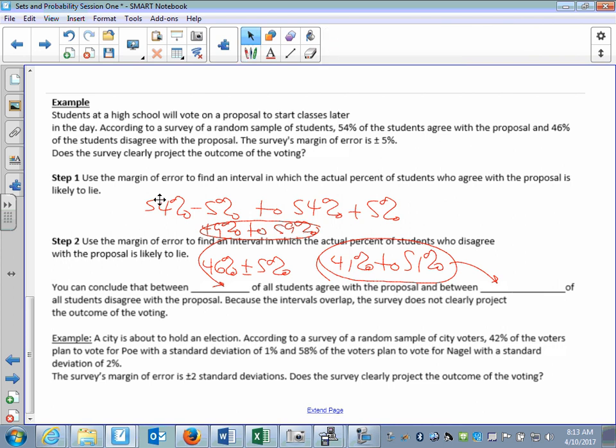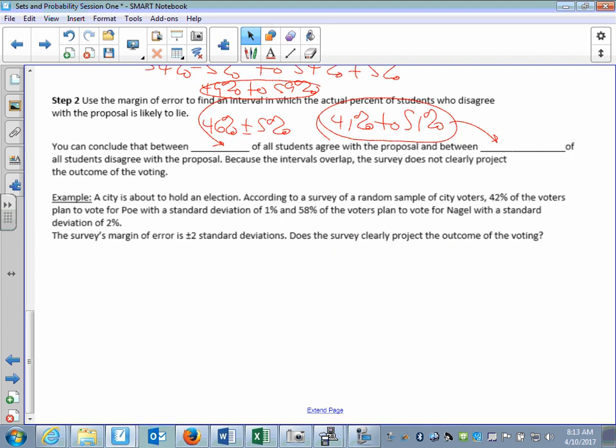All right. We have another example. A city is about to hold an election. According to a survey of a random sample of city voters, 42% of the voters plan to vote for Poe with a standard deviation of 1%, and 58% of the voters plan to vote for Nagel with a standard deviation of 2%. The survey's margin is plus or minus 2 standard deviations. Does the survey clearly project the outcome of the voting?